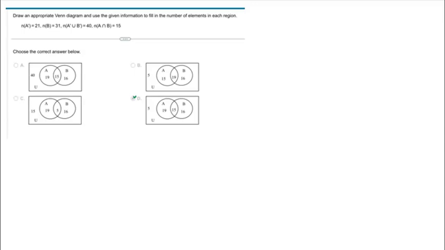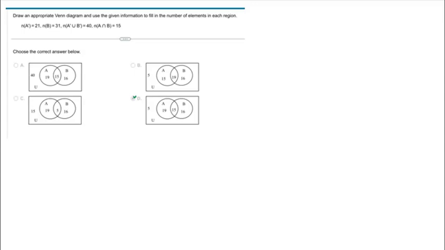So I know you see this, they give us the number in A complement, which just means the value that's not in A. So when you add up everything that's not in A, it should add to 21. The number in B is 31, so everything inside of B should add to 31. The number in A complement union B complement, and we'll talk about that in a minute, is 40, and the number in A intersection B is 15.